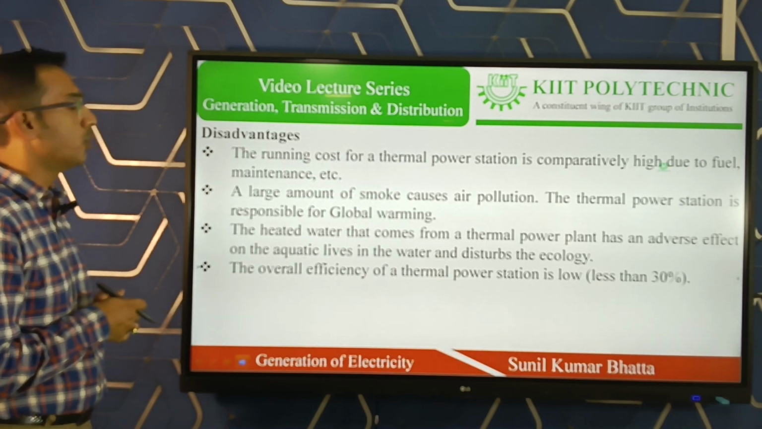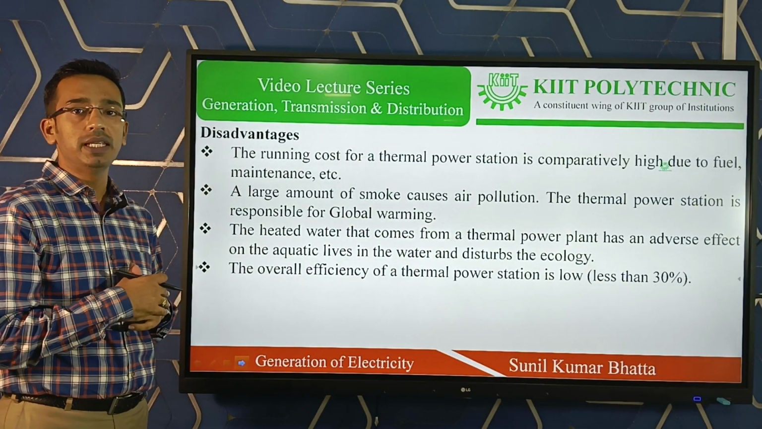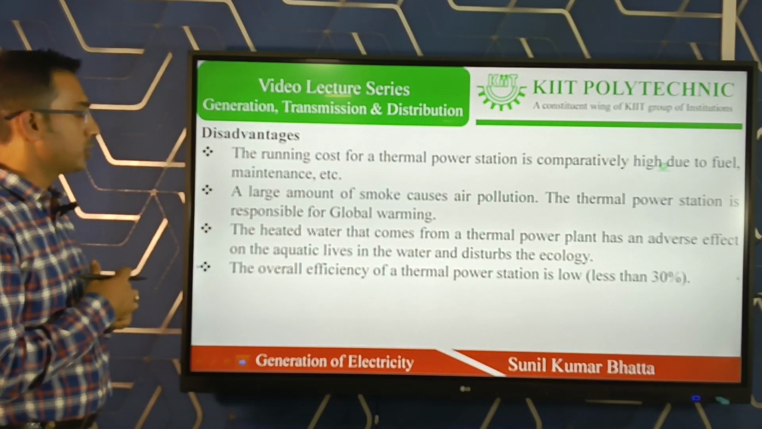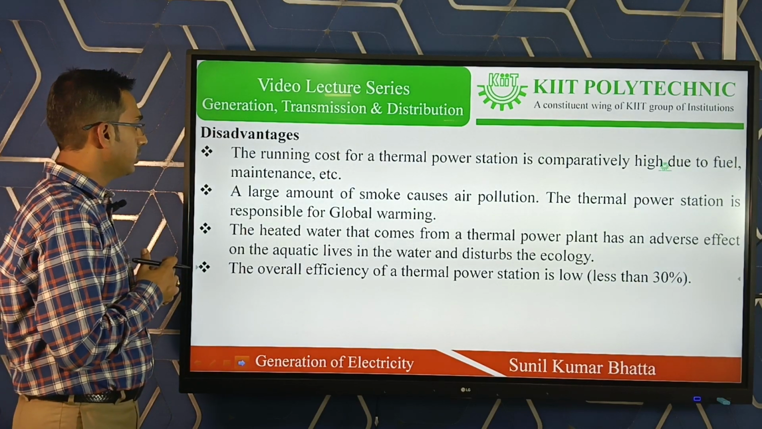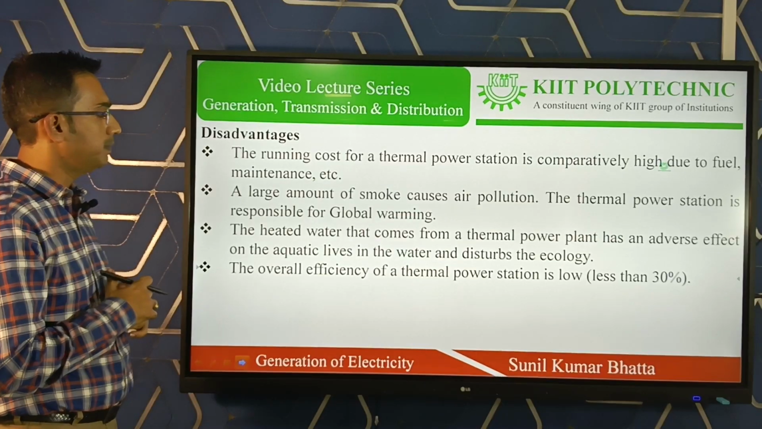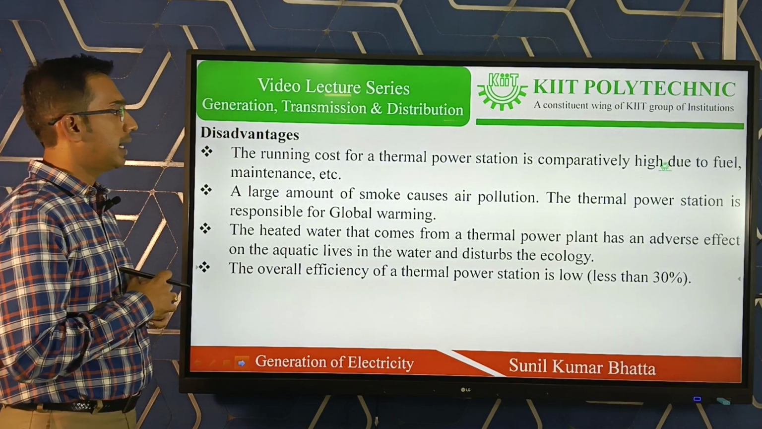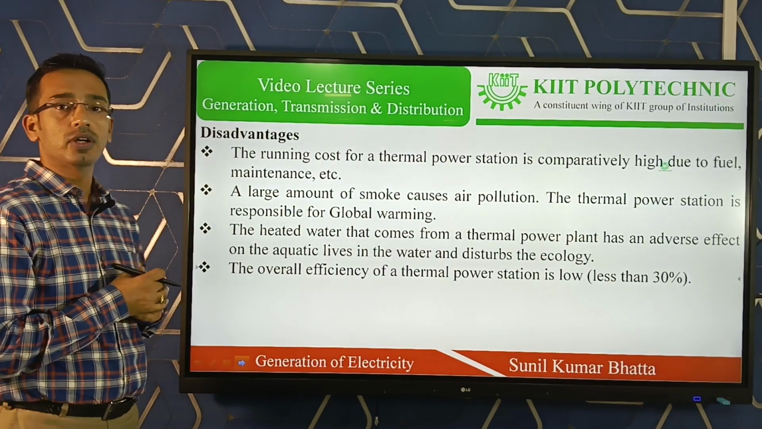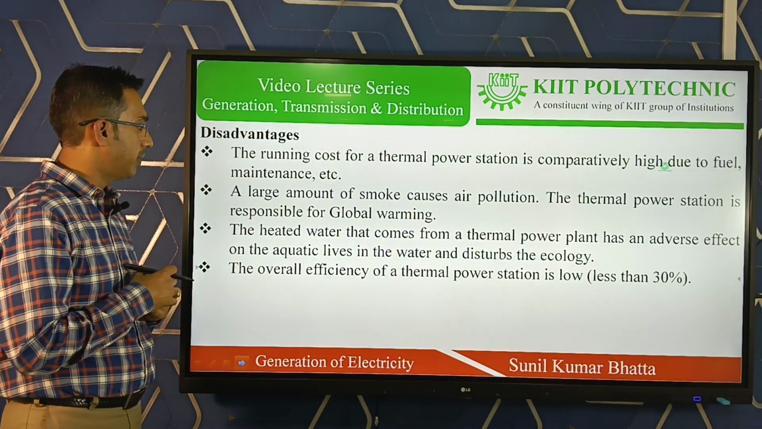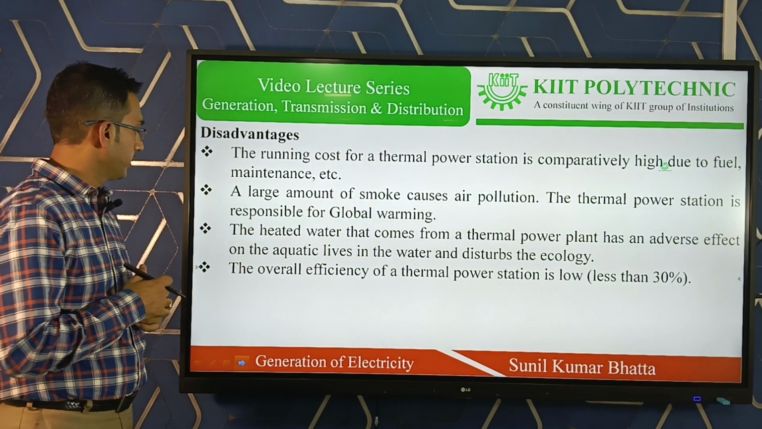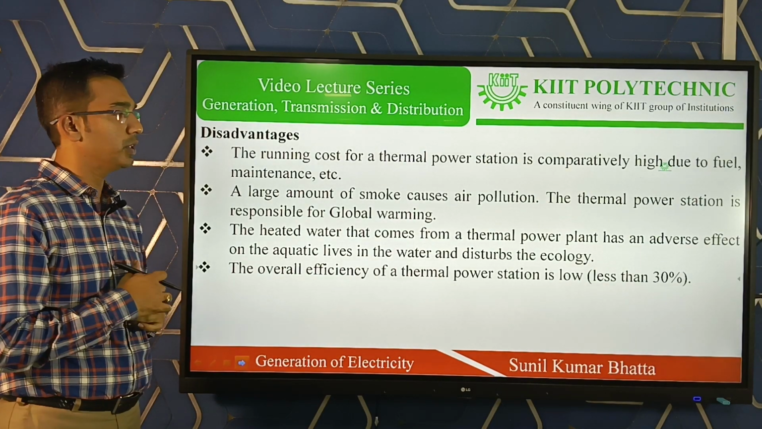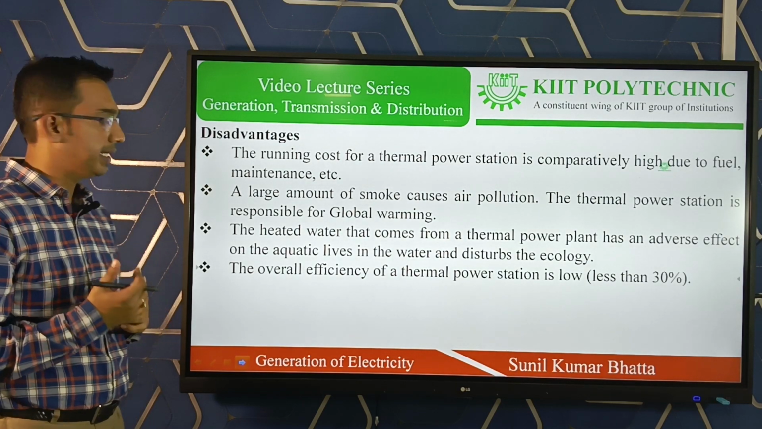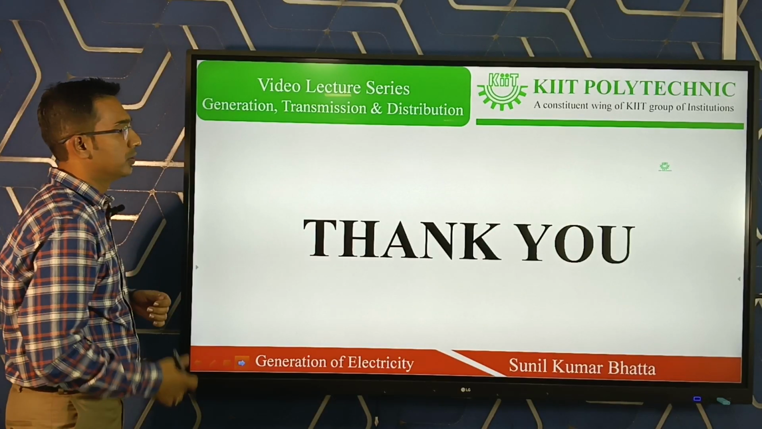A large amount of smoke comes from the chimney, which causes air pollution. It also increases the temperature, contributing to global warming. The heated water that comes from a thermal power plant has an adverse effect on aquatic life and disturbs the ecology. That is another major disadvantage. The last point: the overall efficiency of a thermal power plant is also low, at less than 30%. So this is the last part.